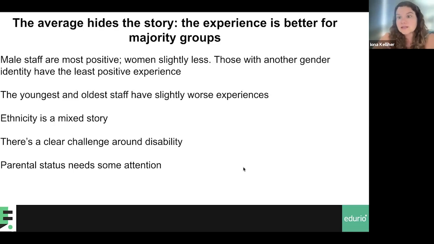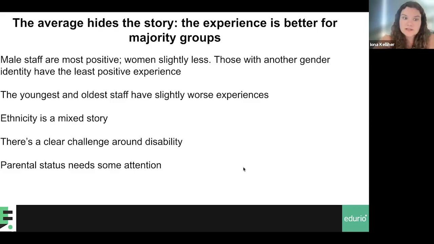There's a clear challenge around disability. We see very clear differences throughout both the EDI survey and the staff experience survey. Those with a disability, disabled staff, whether that's invisible disability or visible disability, tend to have a worse experience. They feel that things are less fair. They're more likely to feel they've been deterred from going for a promotion. There is a very clear challenge here across the sector.